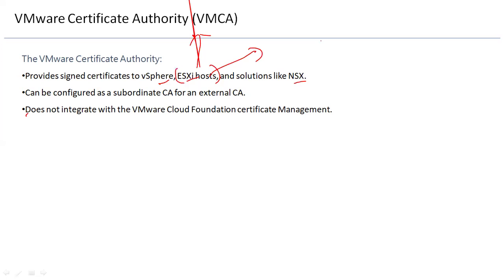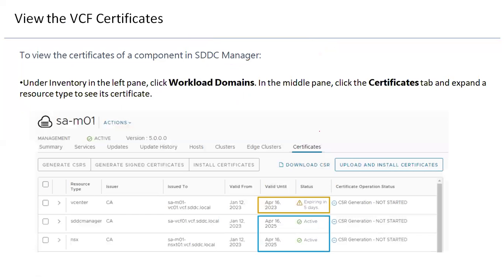When we say external CA, it could be your Active Directory CA as well, or it could be any third party CA. VMCA can be configured as a subordinate CA. When VMCA gets the certificate from the external CA acting as a root CA, then your VMCA can work as a subordinate CA in between. There is no integration between VMCA and the VMware Cloud Foundation certificate management at all, right? Yes.